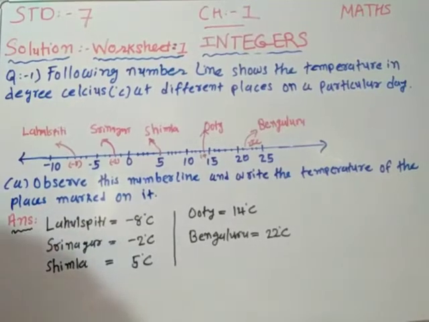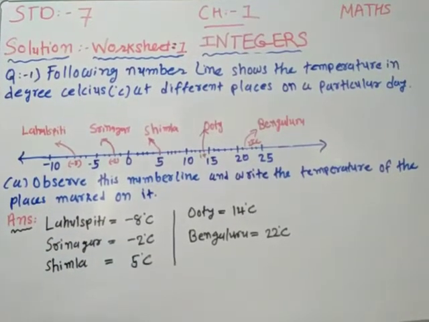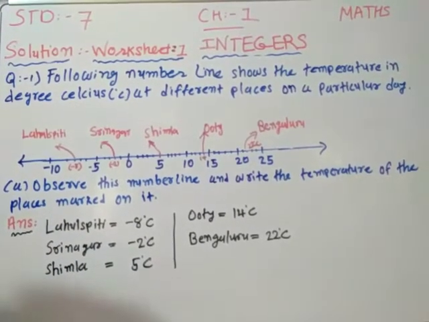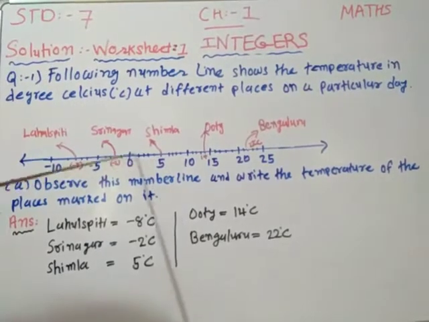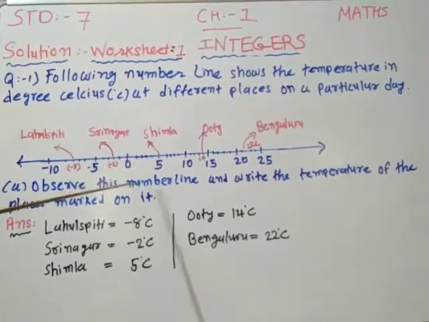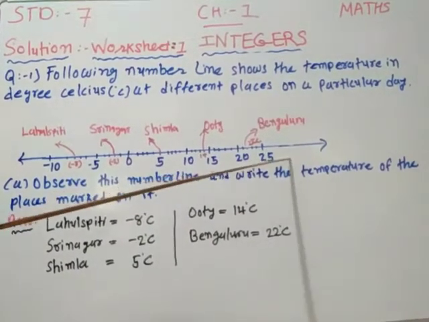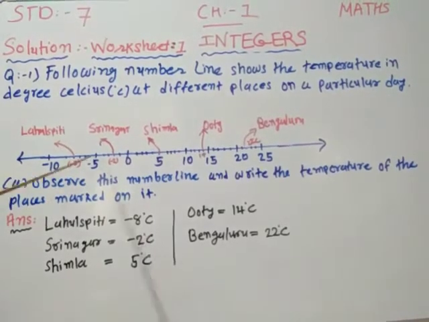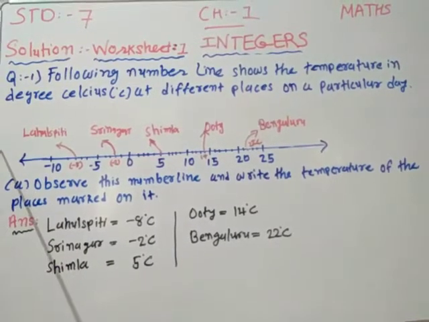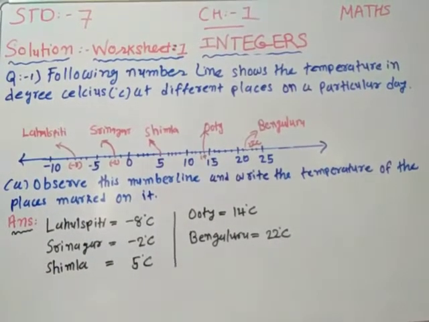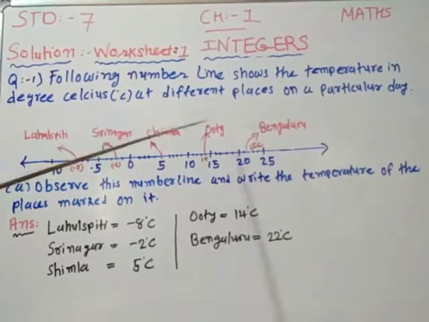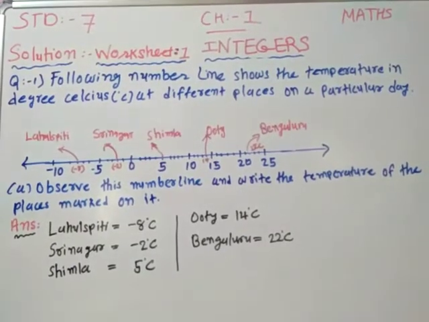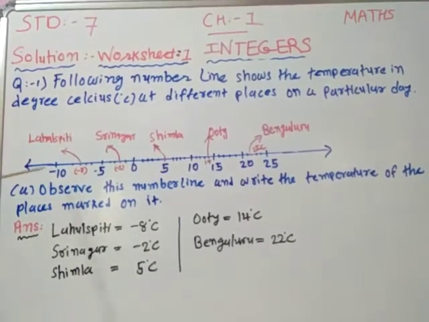Now in the last video you have already learned the number line. In the number line, 0 is at the middle, and on the right side of the 0 all numbers are positive and on the left side of the 0 all numbers are negative. Now in this question, you have to write the temperature in degrees Celsius at different places on a particular day. Now just look at this number line.